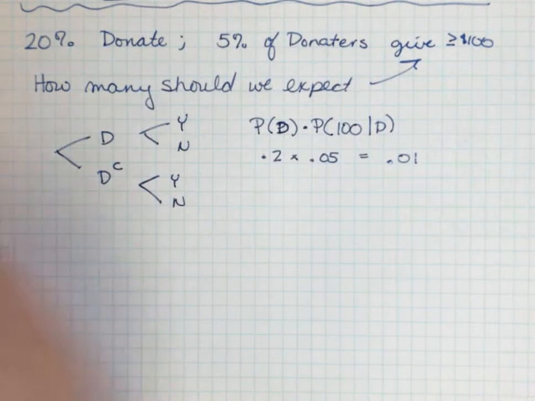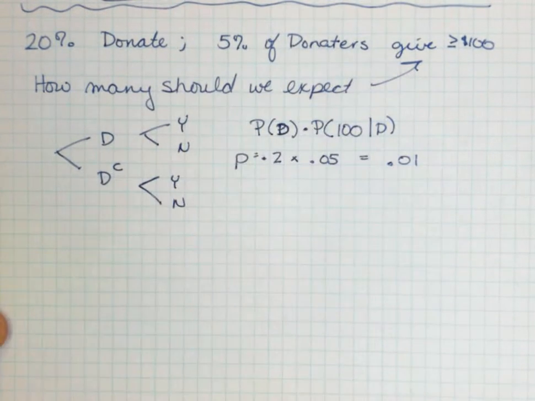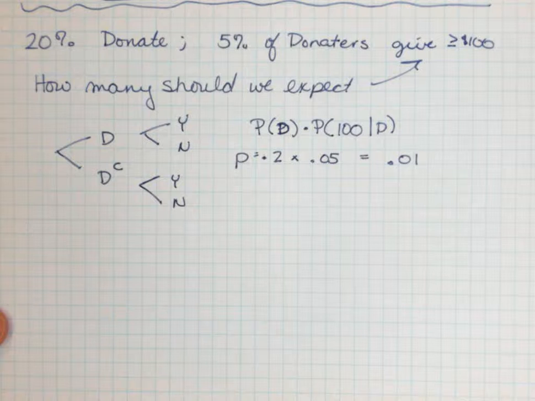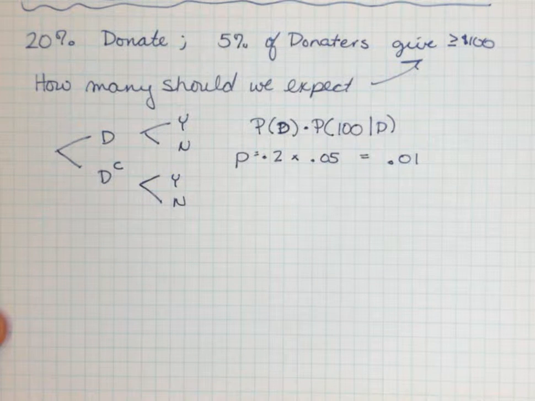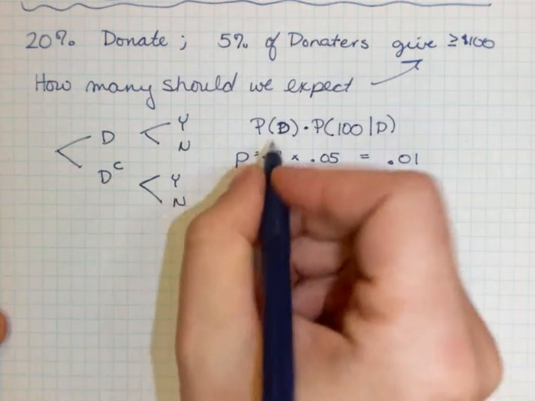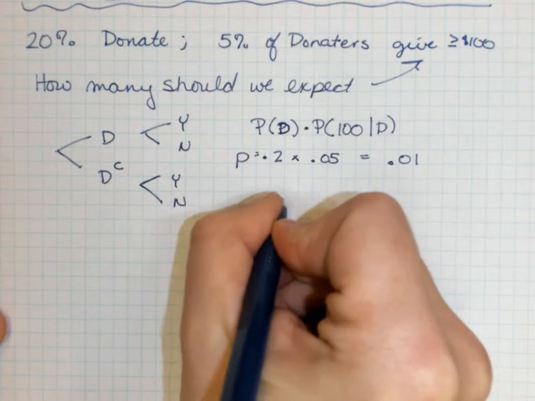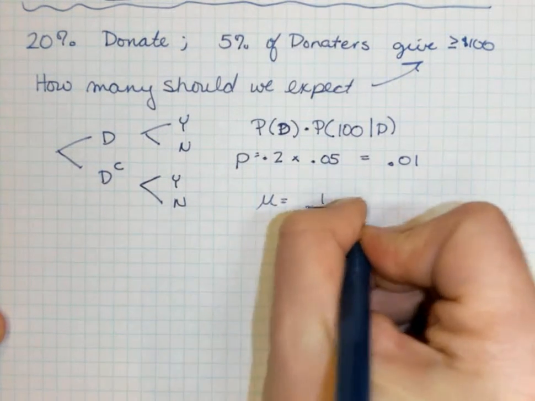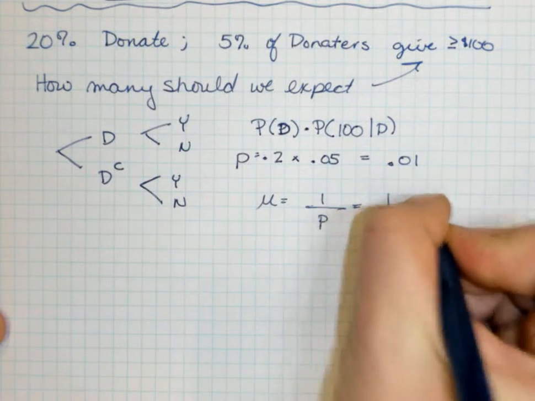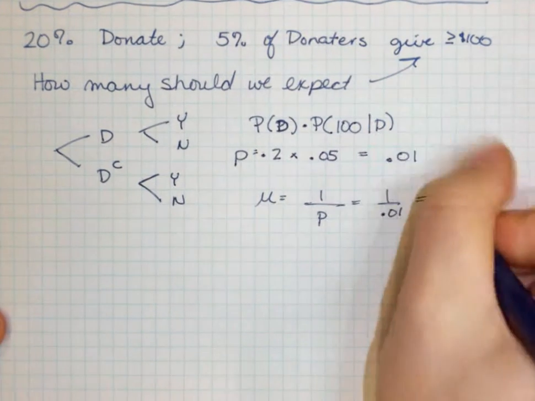0.01. So this is my P. This is the P that I'm talking about. How do I figure out how many people they should expect to call until they get somebody who donates? Right. So the expected value is 1 over P. So how many people? 100.